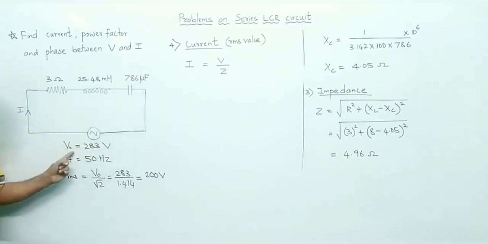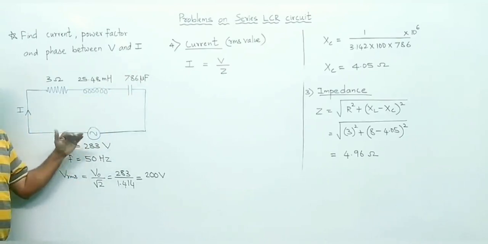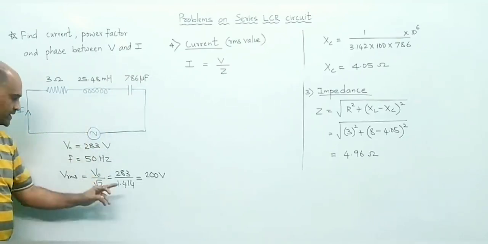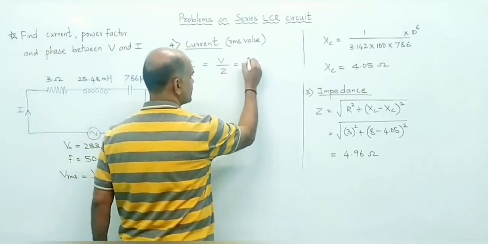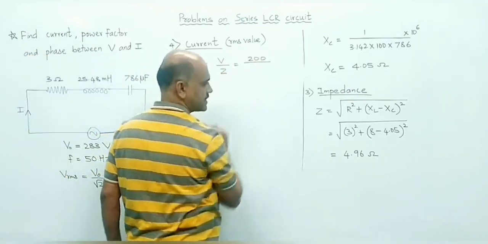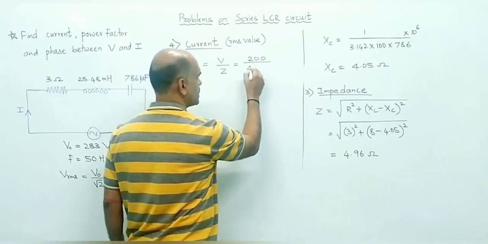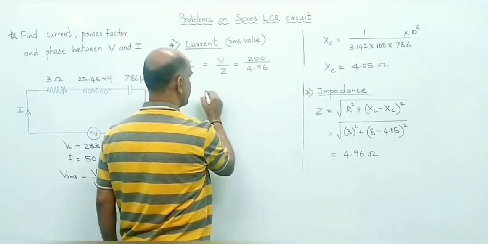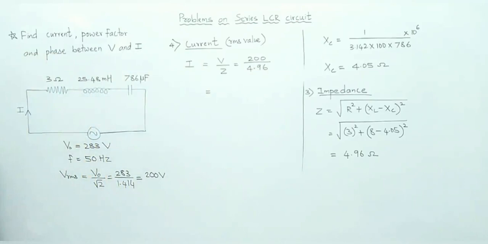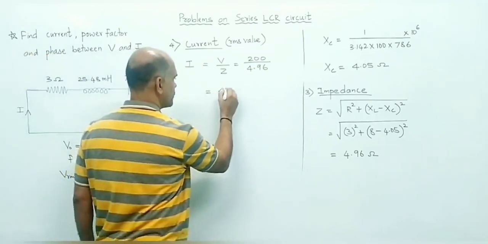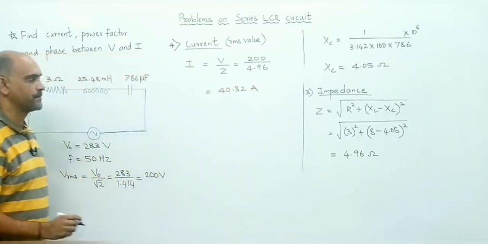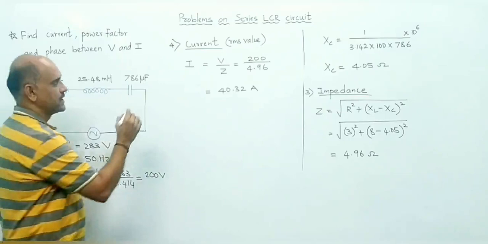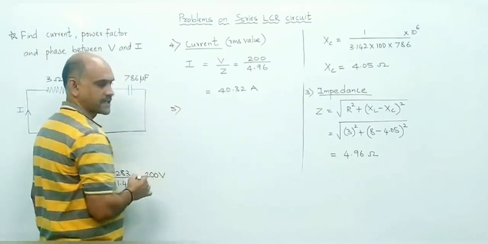So now, don't take V as 283 because it is the peak value or maximum value. Take voltage as 200. So V is 200, Z is 4.96. If you divide, current will be around 40.32 ampere.